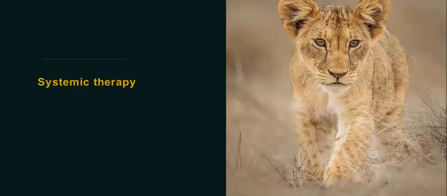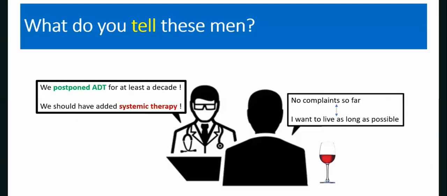I'll briefly touch on systemic therapy. And this is, again, a whole new discussion that you can have. You can go on for an hour. And the ideas, and I picked this up from the EAU 2022, what would you tell your patients? Are we postponing ADT for at least a decade? Or should we have added systemic therapy to the patients?